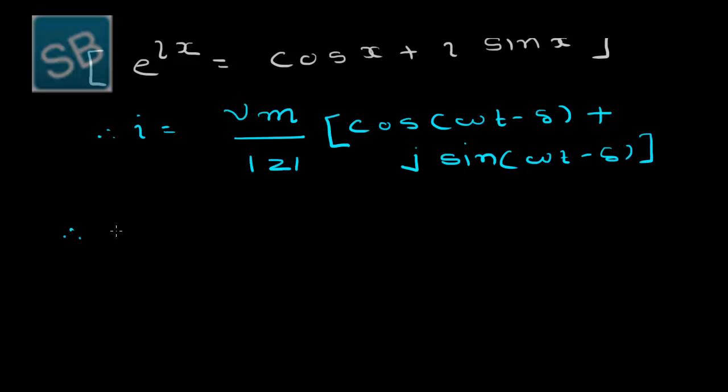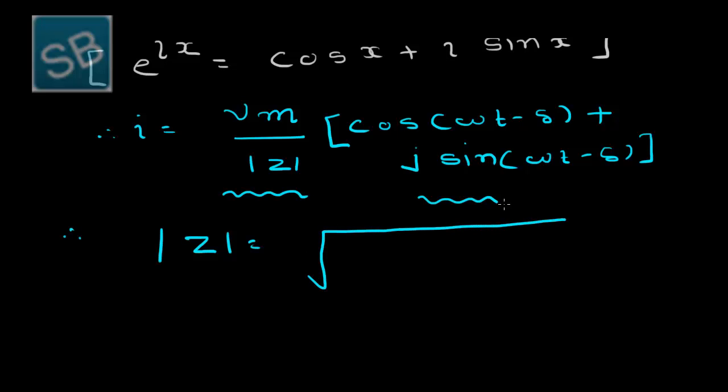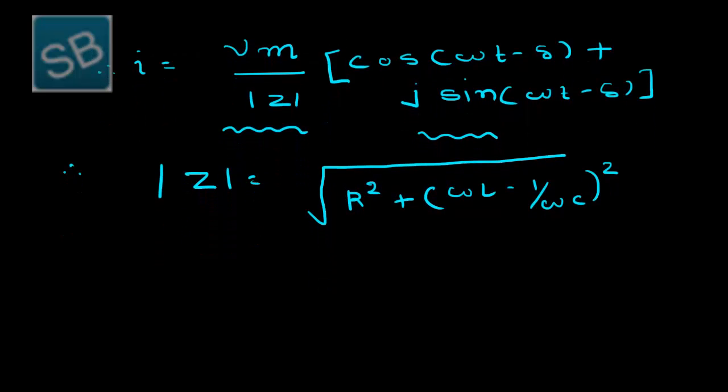Therefore, the complex current I, now I can write down in terms of some real values and some imaginary values. But first of all, the value of mod Z I can write down as the square root of R square plus omega L minus 1 upon omega C, whole square. So this is the magnitude we have found out by the phasor diagram property.